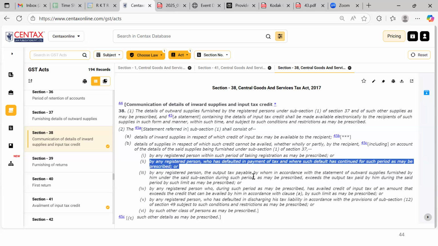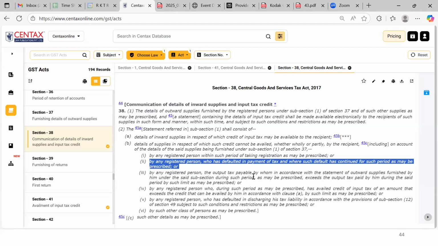The next condition is default in payment of tax, where such default has continued for such period as may be prescribed. Again, if we see the link, like section 29 for cancellation of registration, they have given 6 consecutive months if you are not filing your return, or if you are going for a quarterly return, 3 quarters of returns not filed. In such circumstances, they can cancel the registration suo motu and issue a notice to the registered person. If we link this condition to that, they have to prescribe the period anyway. If the prescribed period is again 6 months, and the registered person has not paid the taxes for 6 months continuously, then if we have purchased any goods from him, the ITC will be restricted.